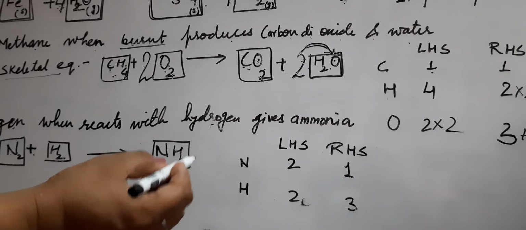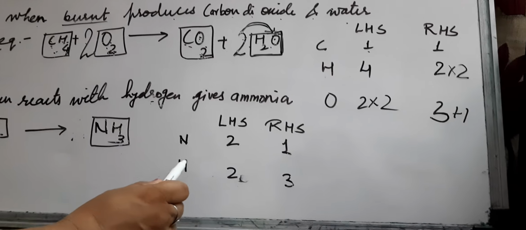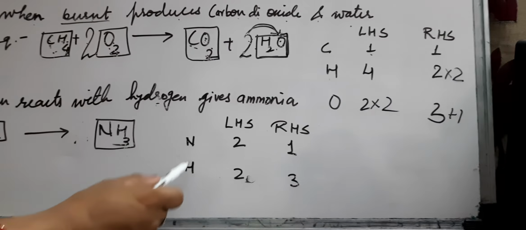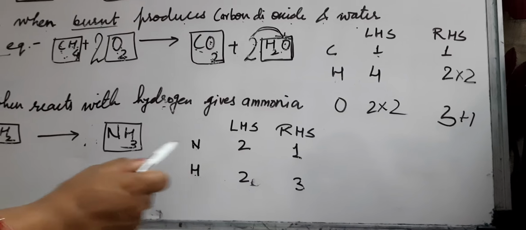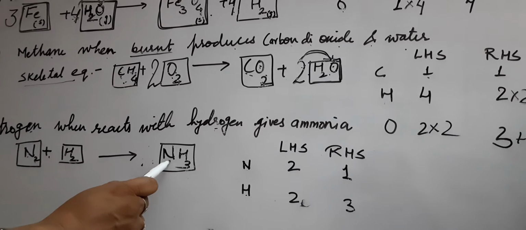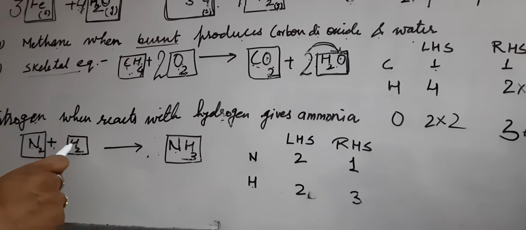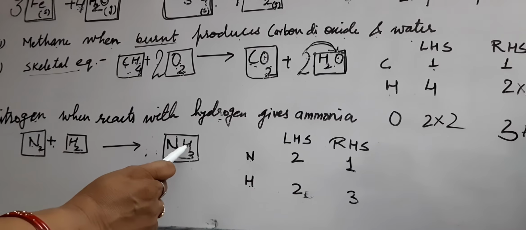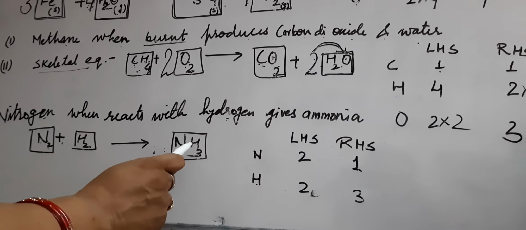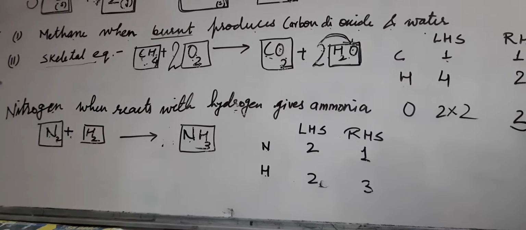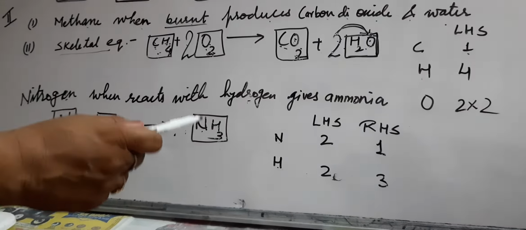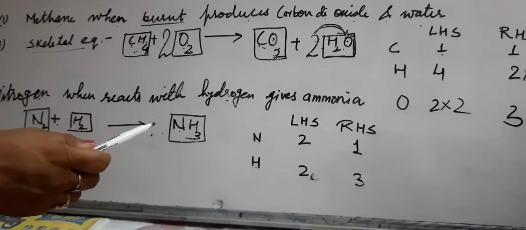Here again I am making a table of different elements. Only 2 elements are there in this equation, nitrogen and hydrogen. On LHS, nitrogen is 2. On RHS, nitrogen is 1. Hydrogen, LHS 2 and hydrogen on RHS 3. Here students, as you are observing that hydrogen is more in number, that's why we will start balancing the equation by hydrogen first.